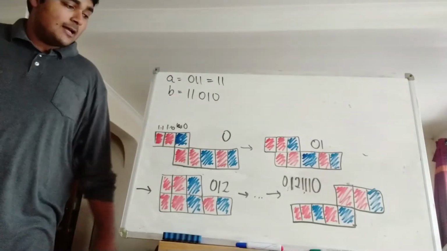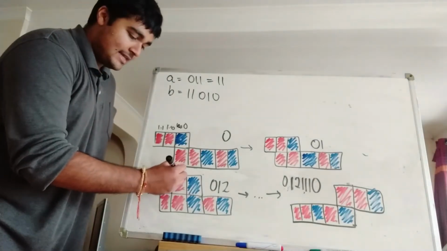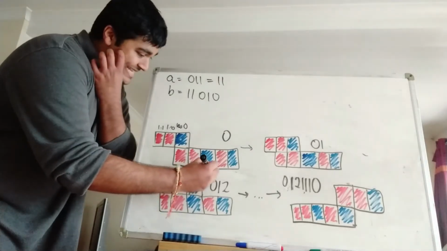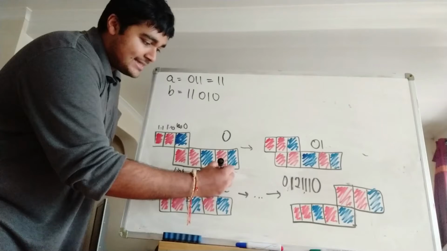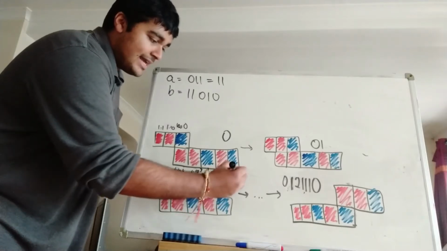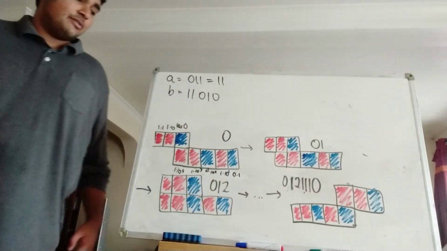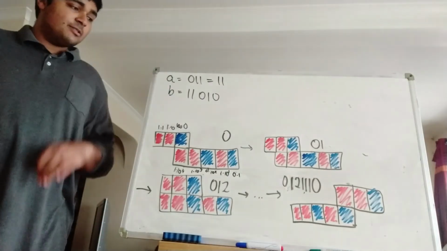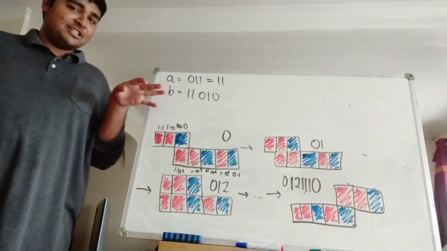And then for B, this thing here is 1 times 10 to the 4. This thing here is 1 times 10 cubed. This thing here is 0 times 10 squared. This thing here is 1 times 10 to the 1. And this thing here is 0 times 10 to the 0. Okay, so that corresponds to B and its associated digits.